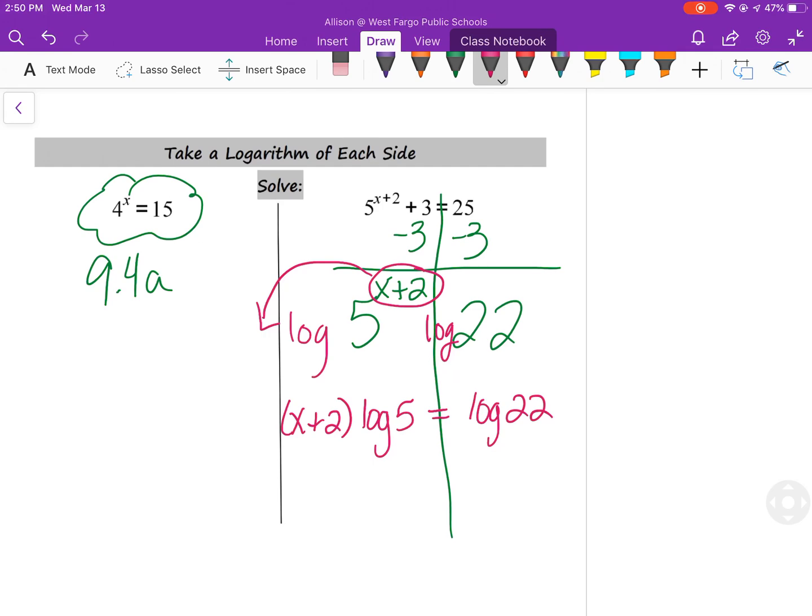So this is x plus 2 times the log of 5. I need to solve for x. But before I can do that, I need to get rid of this log of 5. So I'm going to divide both sides by the log of 5.